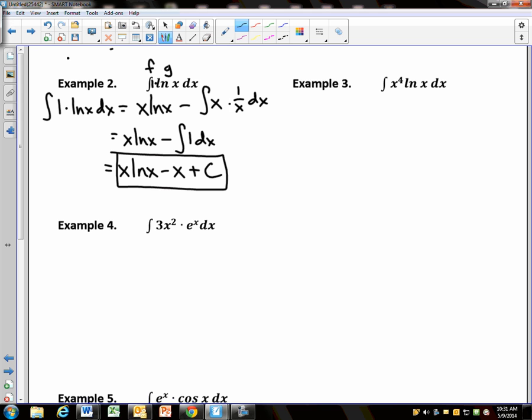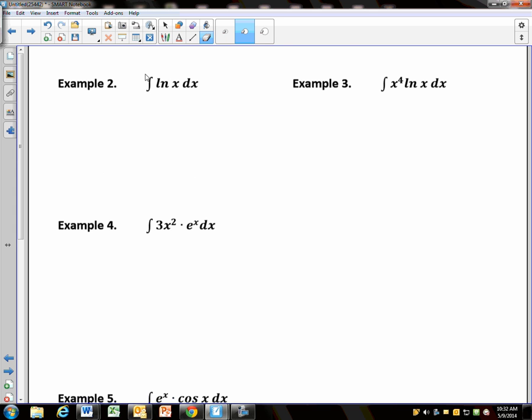So if you look at your formula sheet, I do tell you what the integral of natural log is. We just proved it. There you go. Hey, pretty sweet, huh?